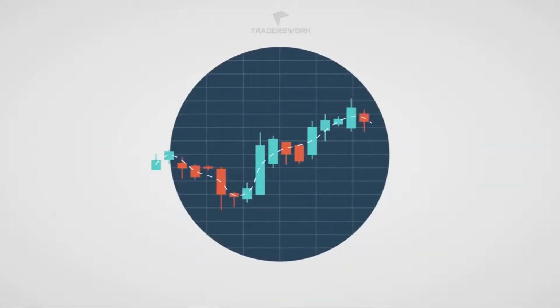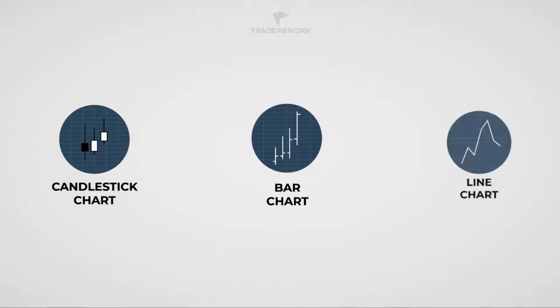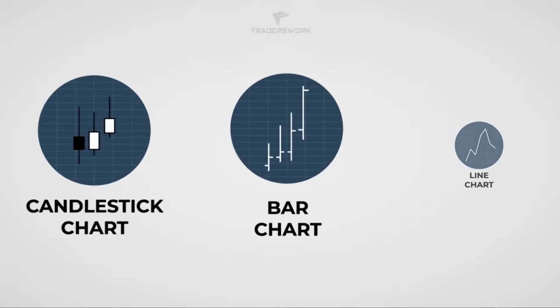Technical analysis is performed using charts. The three main charts used to perform technical analysis are the candlestick chart, the bar chart, and the line chart, although the first two charts are generally used way more than the latter.